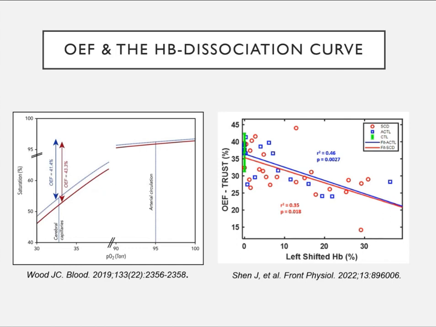So you have to control for this effect. I think there is a shunting effect, but you have to control for the position of the hemoglobin dissociation curve as well.